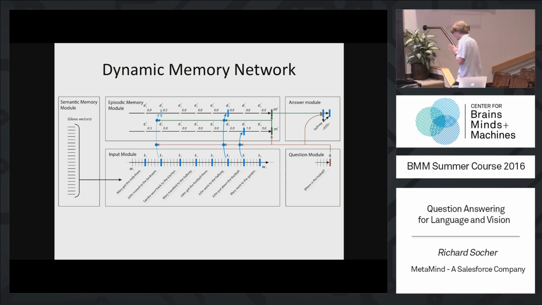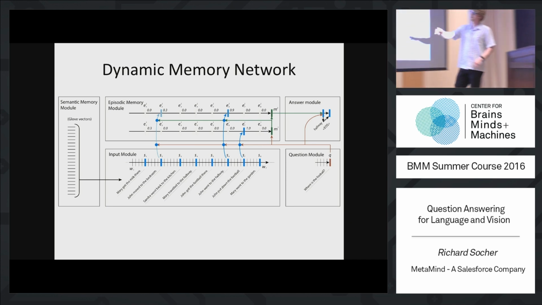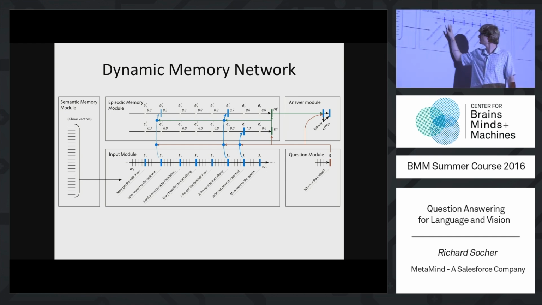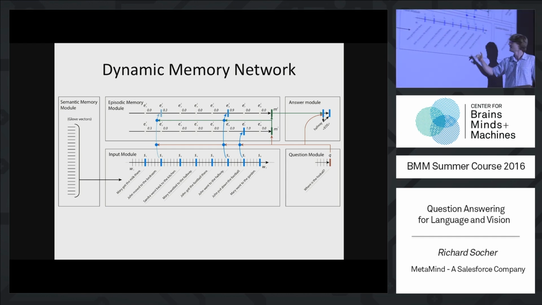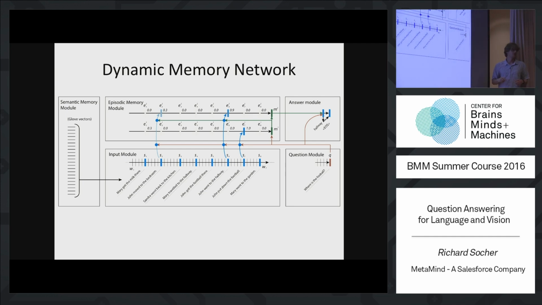Now, what's going on here? Let's walk through a simple example. Let's say this was my story. We have a bunch of different sentences here. Mary got the milk there. John moved to the bedroom, and so on. And we have a question: where's the football?